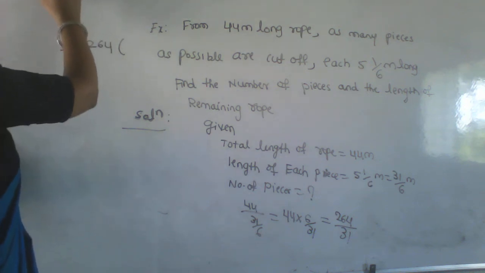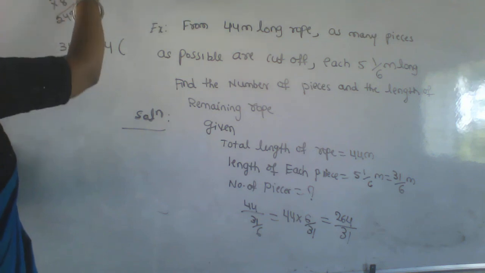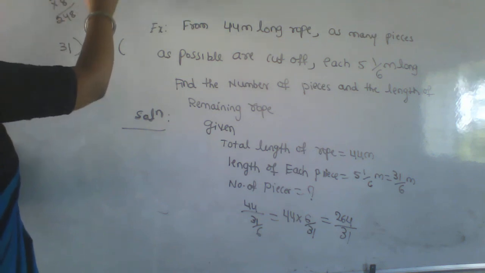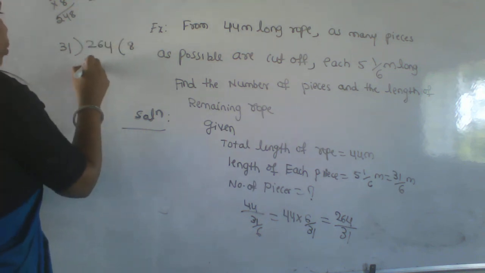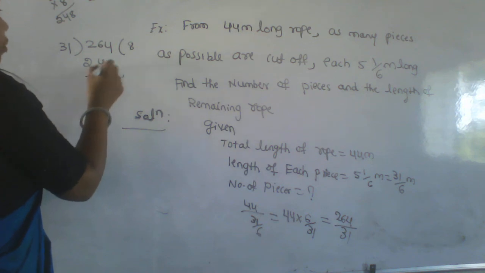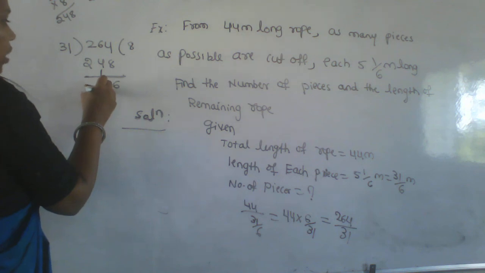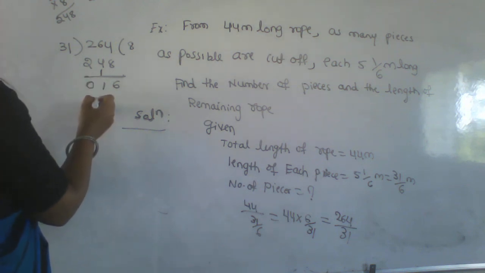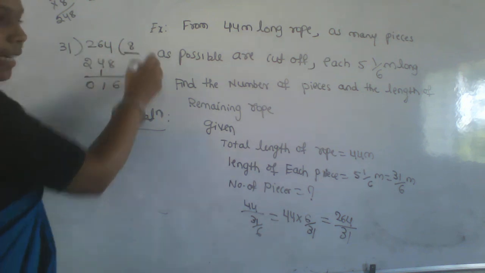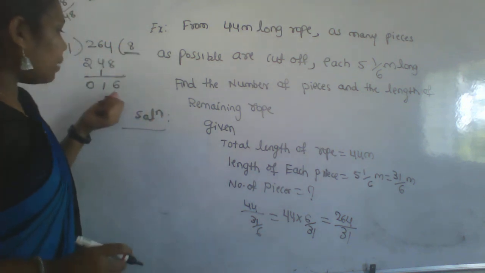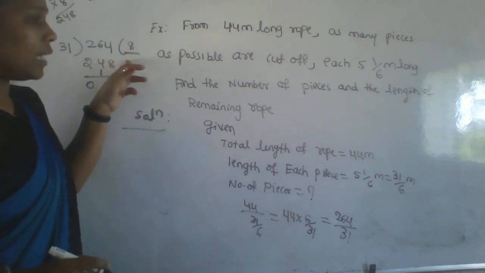31 8s are 248. 31 9s are 279, we can't take that. 14 minus 8 is 6 here. 6 minus 5 is 1 and here 0. Okay. So we got the total: the quotient is 8 and the remainder is 16. Getting remainder 16 and quotient 8 here.